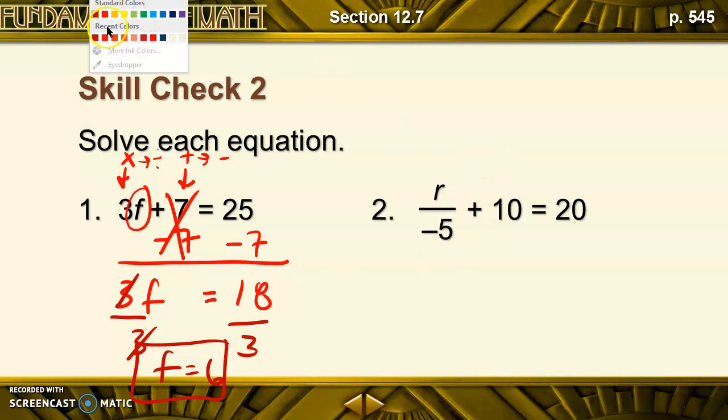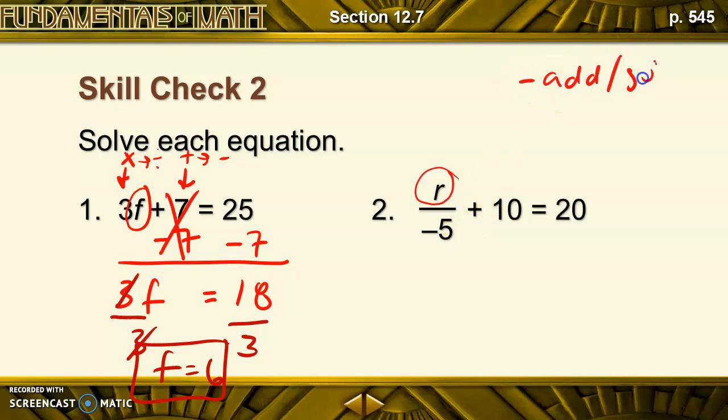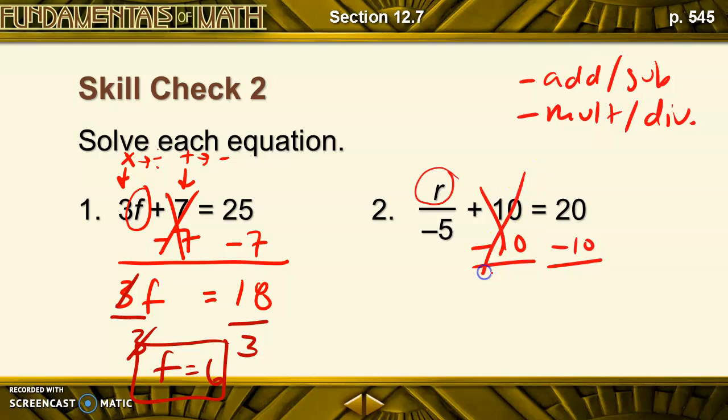Let's look at this problem. Our variable is r. So he has two buddies. We can either get rid of the division or get rid of the addition. We always want to get rid of the addition or subtraction first, and then any multiplication or division. So I'm going to subtract 10 on both sides. And I'm left with r over negative 5 is equal to 10.